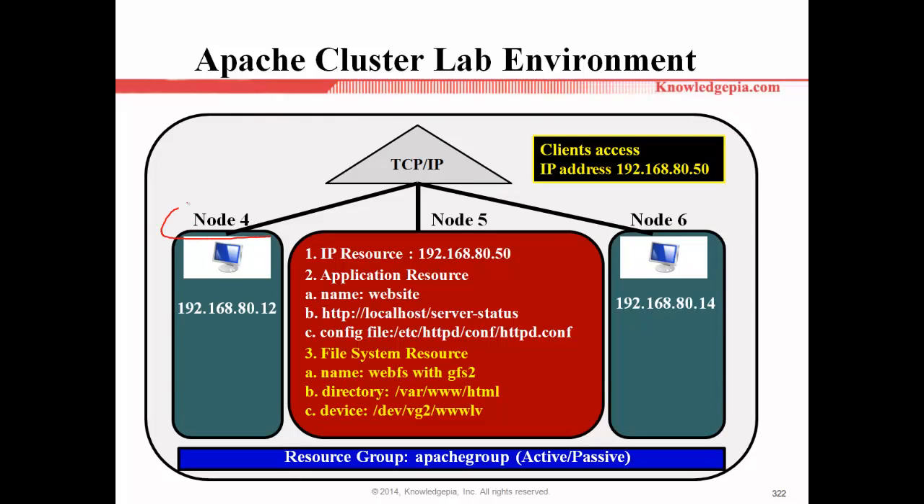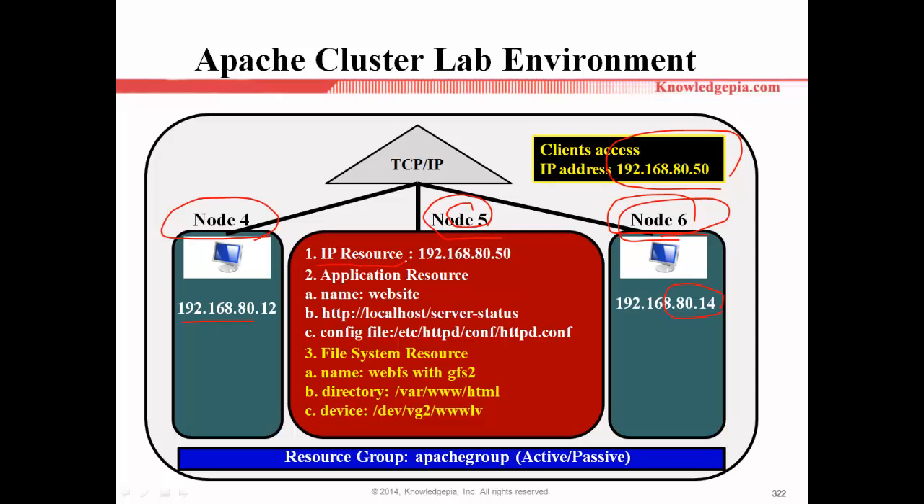For this lab, I prepared three cluster nodes: node 4, node 5, and node 6. Node 4 has the IP address 192.168.8.12, node 5 has 8.13, and node 6 has 8.14. For the floating IP address, I will use 192.168.8.50.